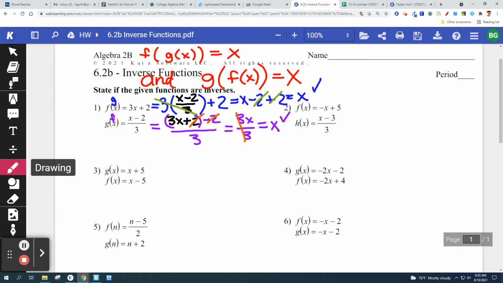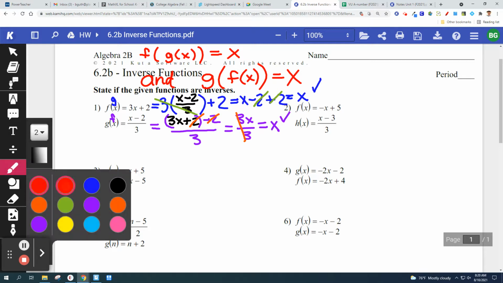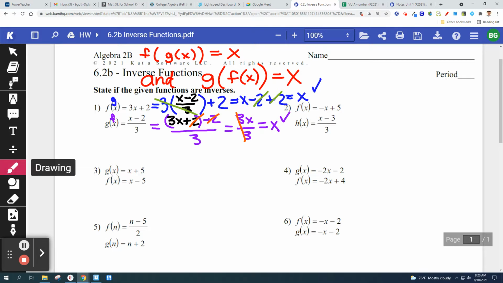Check, check. So to answer the question, state if the given functions are inverses. f of g of x equals x, g of f of x equals x. And so the answer is f and g are inverses.